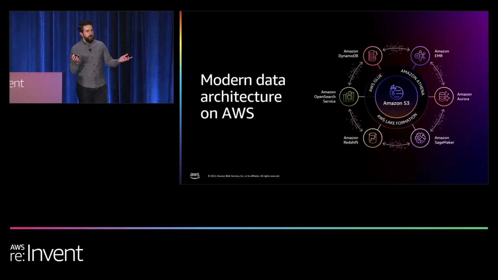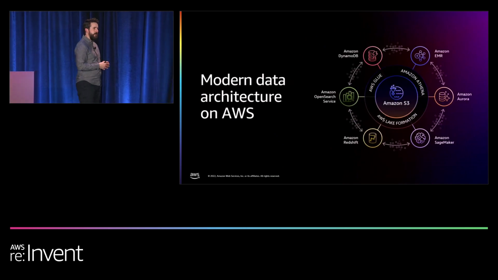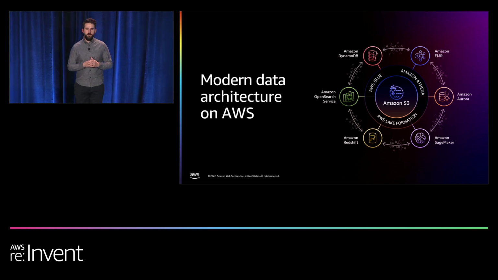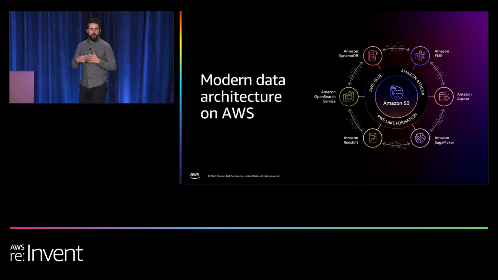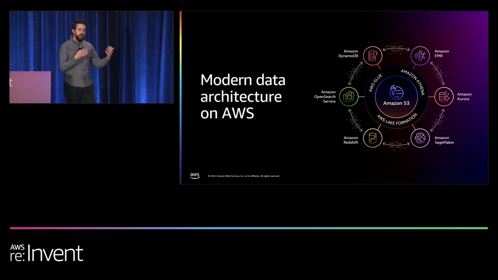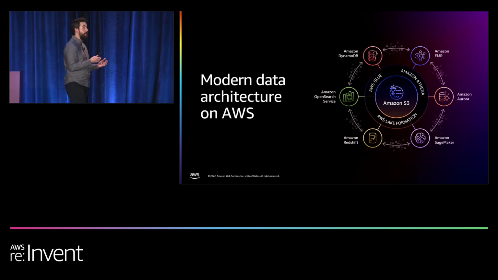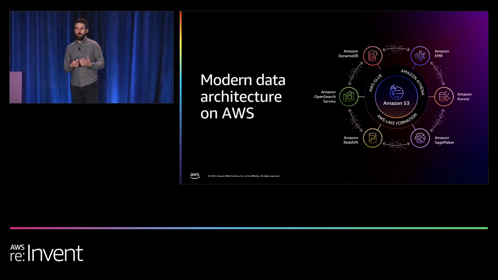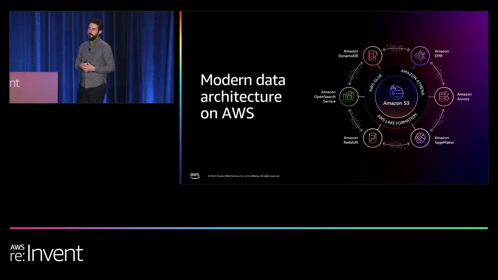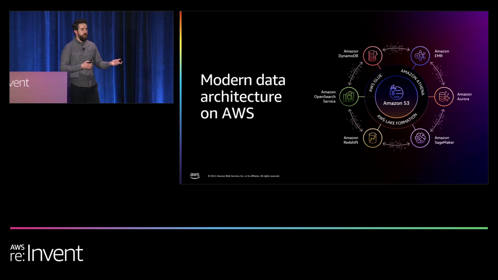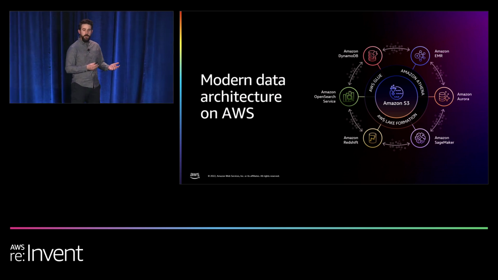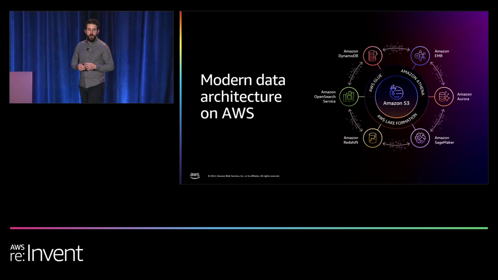A modern data strategy, as you heard this morning in Swami's keynote and throughout the AWS re:Invent sessions this week, should give you the best of both data lakes and purpose-built data stores. Again, thinking about all of the best-in-class database products that AWS supports. A modern data strategy should enable you to store any amount of data at low cost using open, standards-based formats.